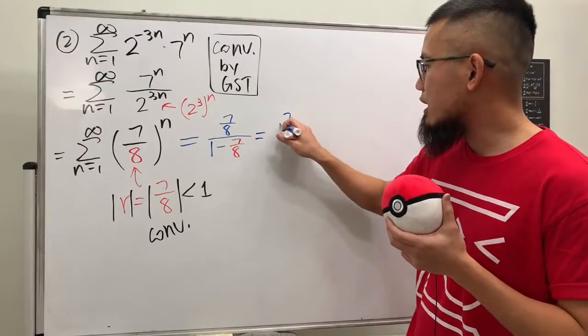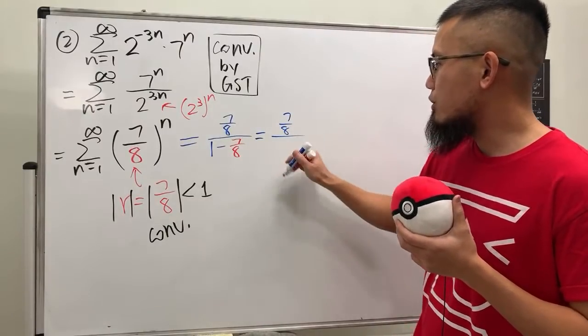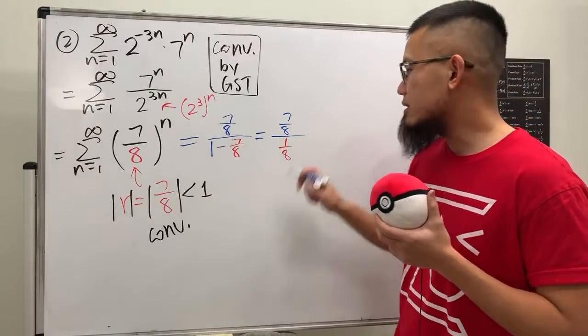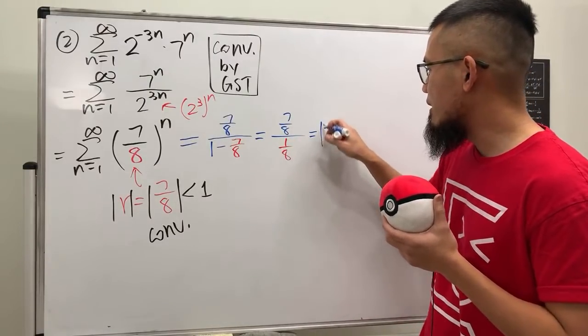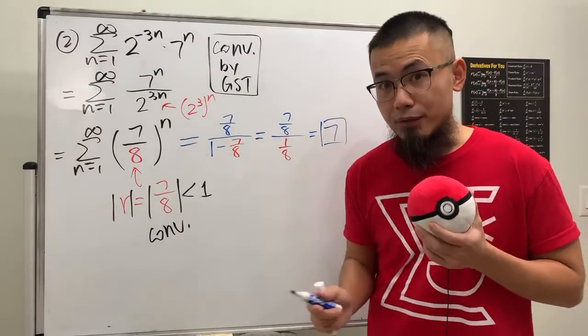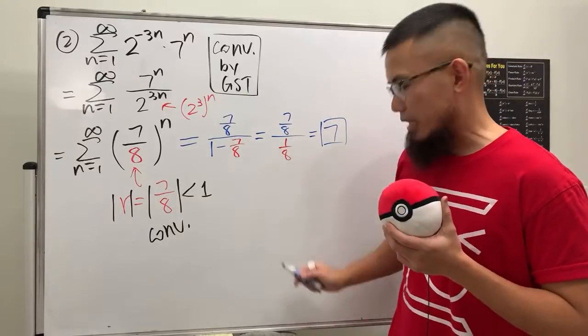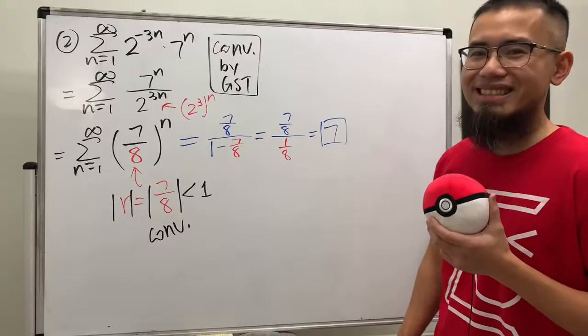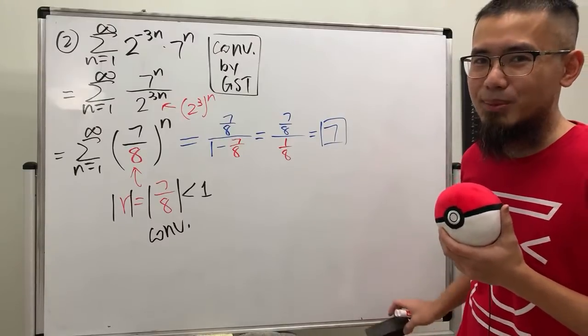And then we are just going to go ahead and work that out. You see this is just 7/8 over, this is going to be 1/8. So altogether, the answer is nicely equal to 7. So if you would like, you can say this right here converges by geometric series test, and it converges to 7, right? So this is number 2.